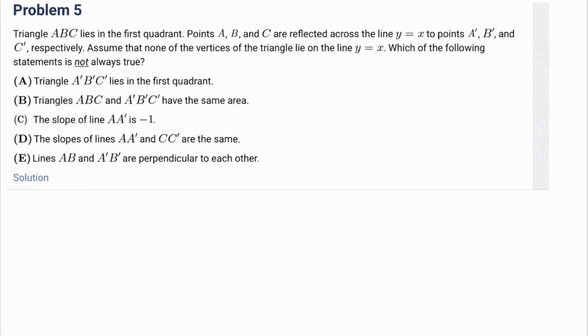Number 5: triangle ABC lies in the first quadrant. Points A, B, C are reflected across the line y equals x to points A prime, B prime, and C prime respectively. Assume that none of the vertices of the triangle lie on the line y equals x. Which of the following statements is not always true?